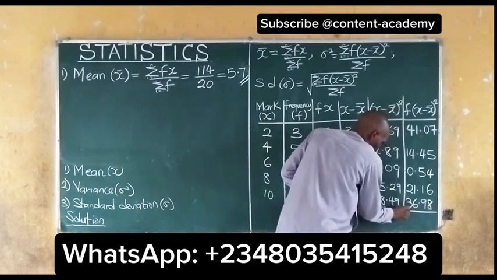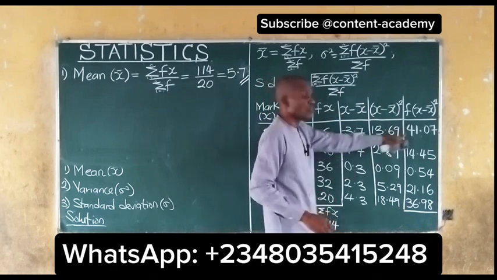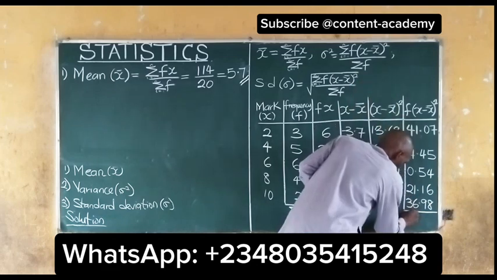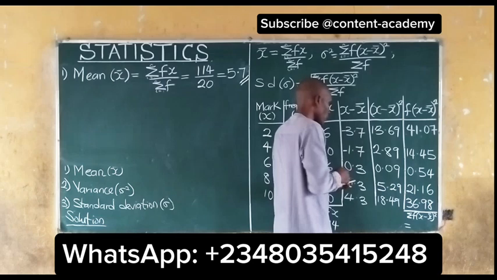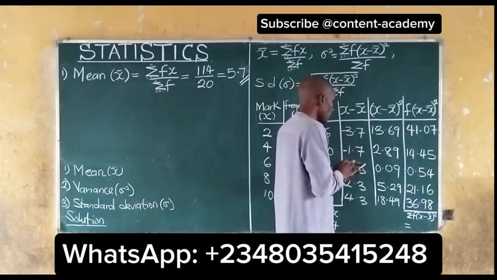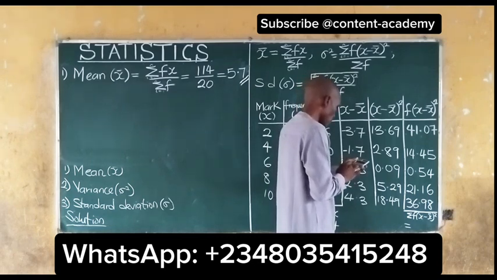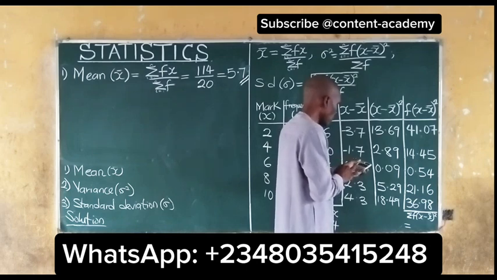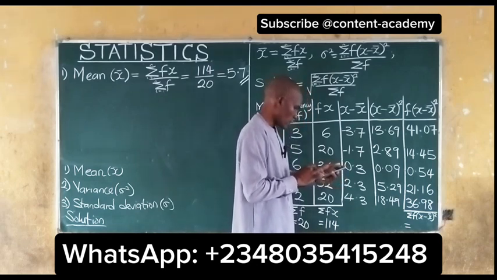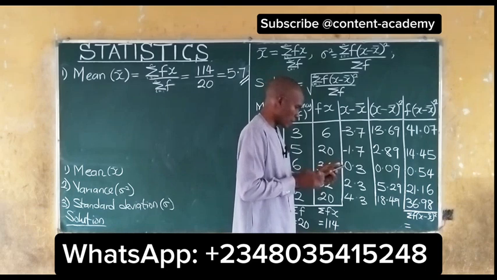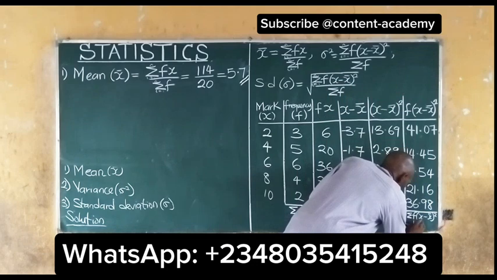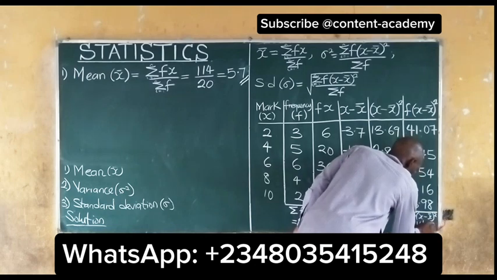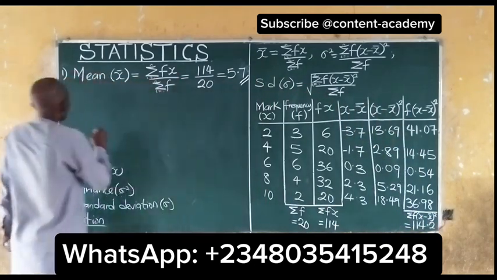We can also find the total of this because it will assist us. The summation of f of x minus x bar all squared is 41.07 plus 14.45 plus 0.54 plus 21.16 plus 36.98, which gives us 114.2. So now we go to number 2.